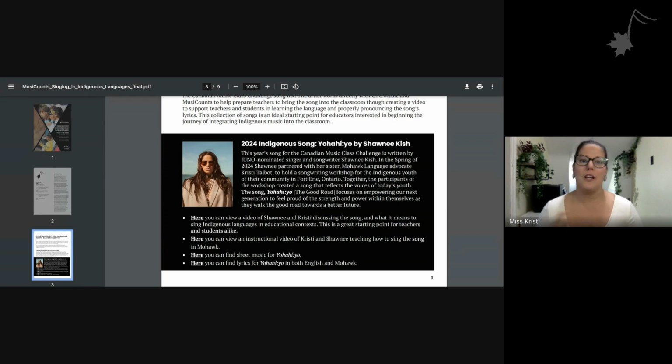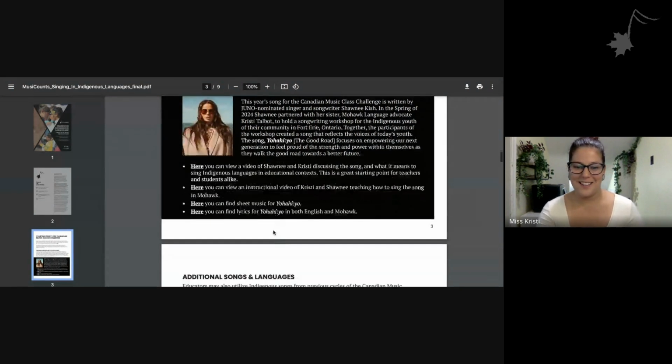is the pronunciation. With each word, I take the time to slow it down and enunciate so that everybody can really hear how the word sounds. And so this is going to be, if you're doing that song, a really important one to access. And here you can find the sheet music for Yohahio, and here you can find the lyrics in both English and Mohawk. So some clickable links there, the first of many.